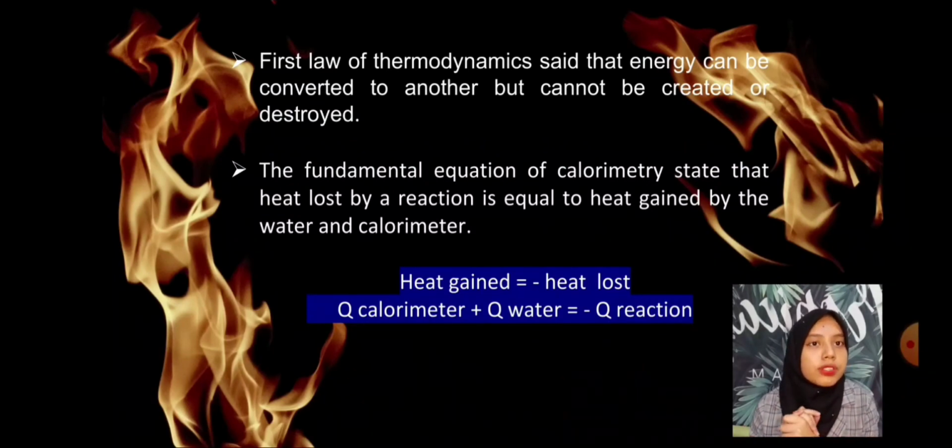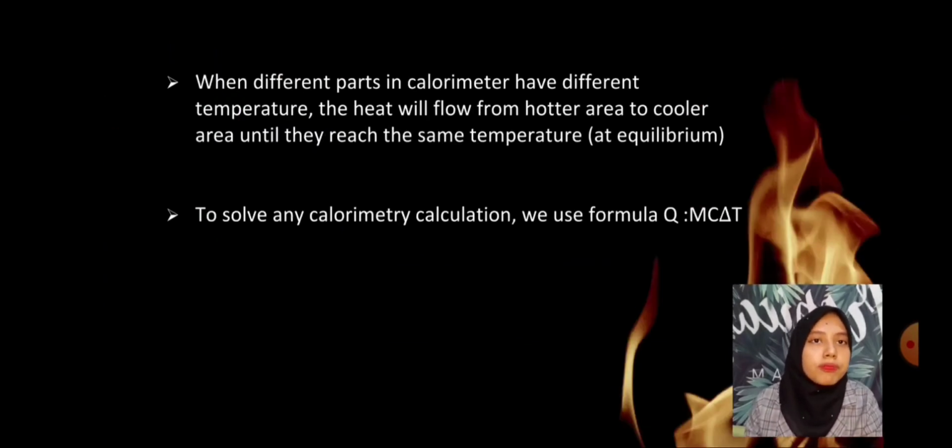The fundamental equation of calorimetry states that heat loss by the reaction is equal to the heat gain by the water and calorimeter. Heat gain is equal to negative heat loss, thus Q calorimeter plus Q water is equal to negative Q of reaction. When different parts in a calorimeter have different temperatures, the heat will flow from the hotter area to the cooler area until they reach the same temperature, called equilibrium. To solve any calorimetric calculation, we use the formula Q equals mc delta T.